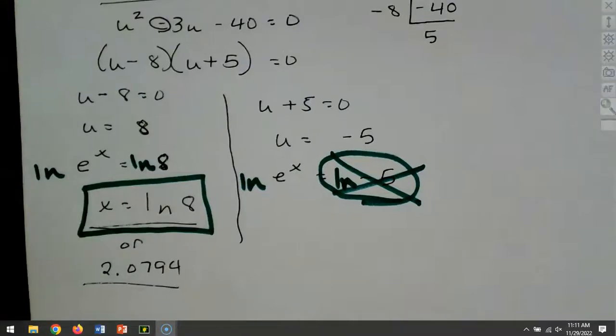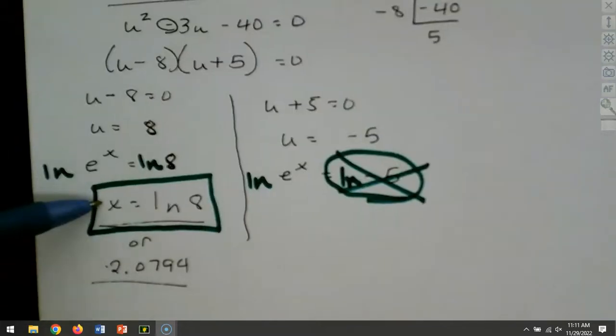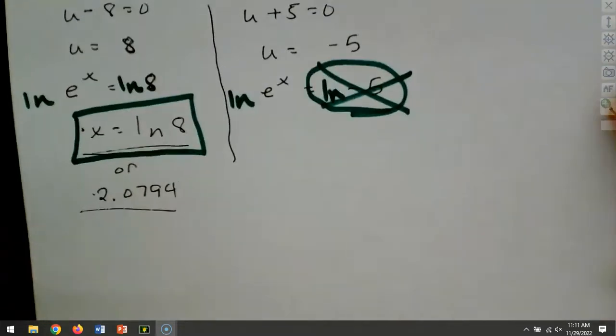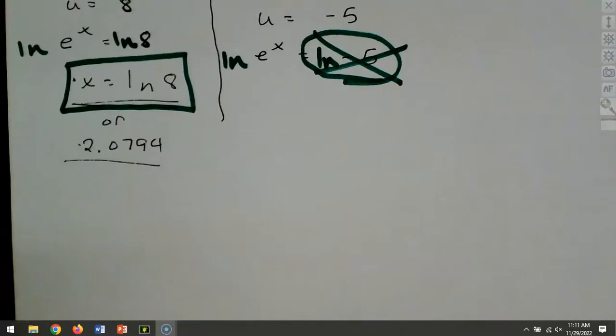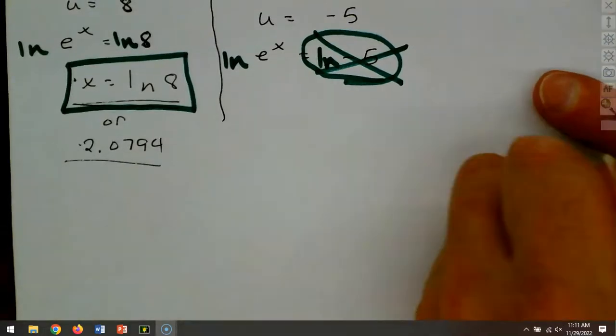It says give the exact answer. I'm not as picky as some instructors are. If you gave me the decimal, that's fine, but this is the exact answer. And sometimes you might want the exact answer because if you use it for further calculations, if you round, then once you do more calculations with it, your error compounds itself. So in some cases, you might want to keep the exact answer so you don't have any round off.